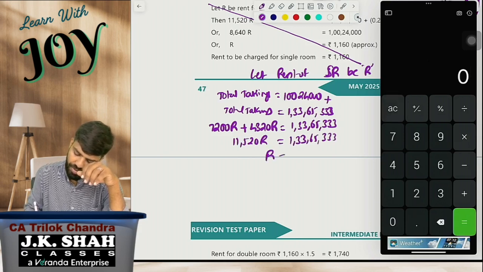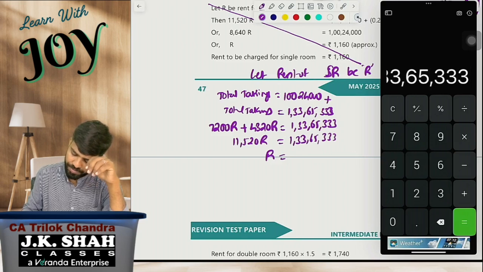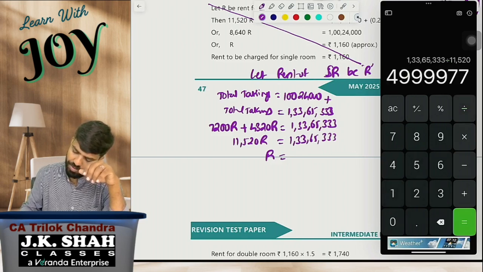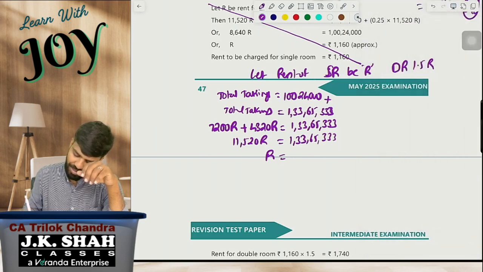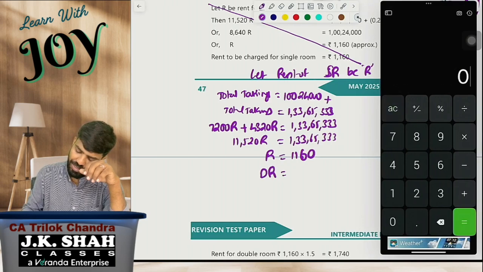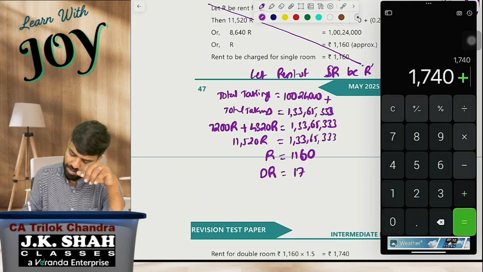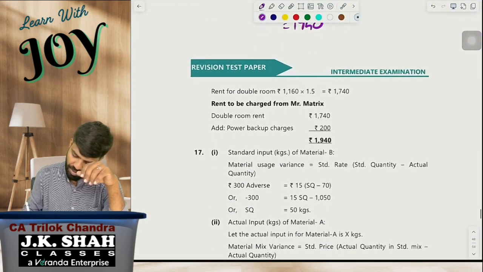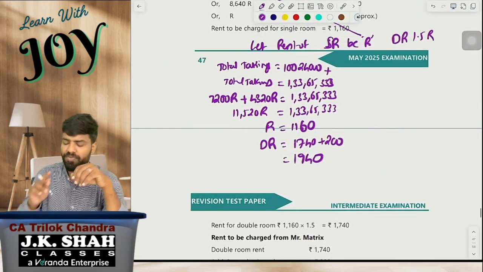Now R equals 1 crore 33 lakh 65,333 divided by 11,520, which is approximately 1,160. For the double room, 1,160 into 1.5 equals 1,740, plus 200 for the power backup. Totally we are going to charge 1,940. Look here, totally we charge 1,940.